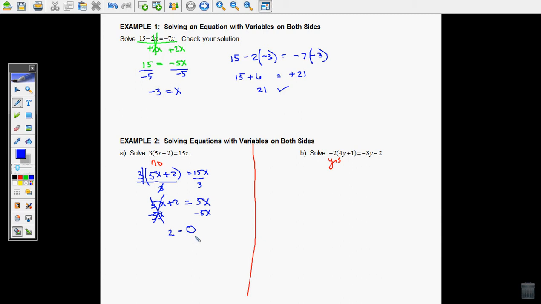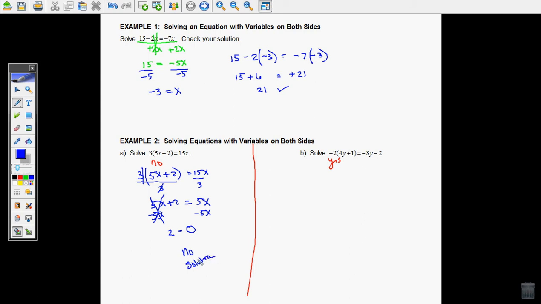We probably weren't all expecting that to happen. 2 equals 0 is a ridiculous statement because it's just not true. If it was true, well, I would be doing my job very, very wrong. The fact that 2 does not equal 0 tells us something about the equation. What it tells me about the equation is that there is no solution.